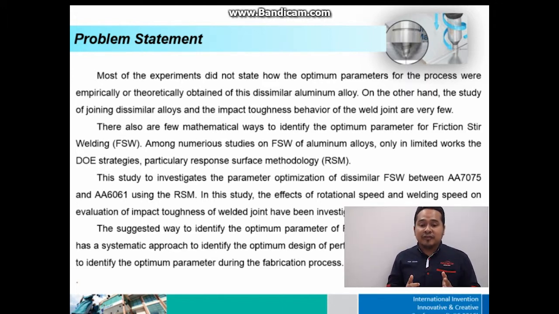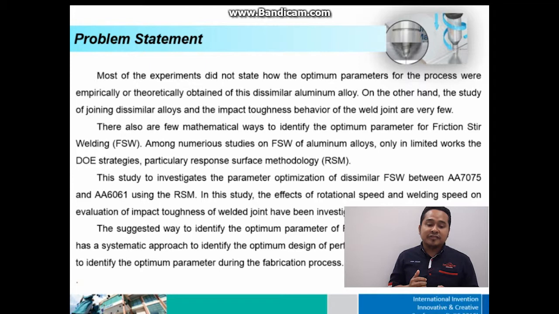particularly response surface methodology. The study investigates the parameter optimization of dissimilar FSW between aluminum alloy 6061 and aluminum alloy 7075 using the RSM. In the study, the effect of the rotational speed and welding speed on the evolution of the impact toughness of the welded joint has been investigated. The suggested way to identify the optimum parameters of FSW is by using the RSM.